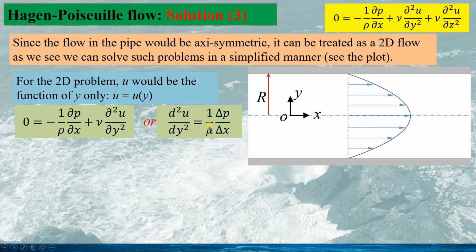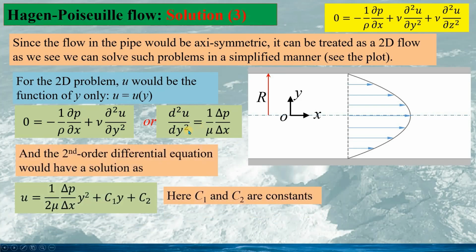This is equivalent to this. Here, the partial differentiation of u with regard to y is replaced by the normal second-order differentiation of u with regard to y, given as this. And this differential equation can be easily solved. The general solution of the velocity component u would be given as this. Here, C1 and C2 are constants, which can be decided by applying the boundary conditions.